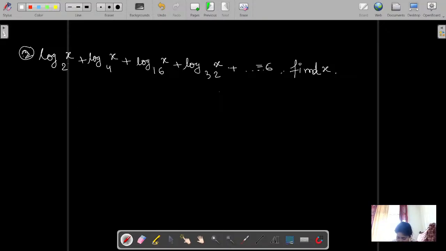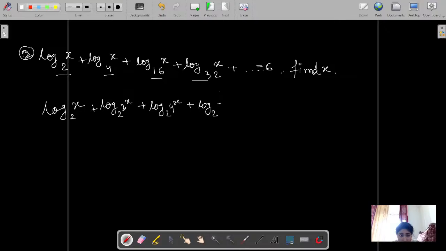So what I can do is, as you can see, these are all powers of 2. This is also a power of 2. This is also a power of 2. So what I can do is log 2 base x plus log 2 to the power 2 base x plus log 2 to the power 4, since 16 is 2 to the power 4 and 32 is 2 to the power 5.